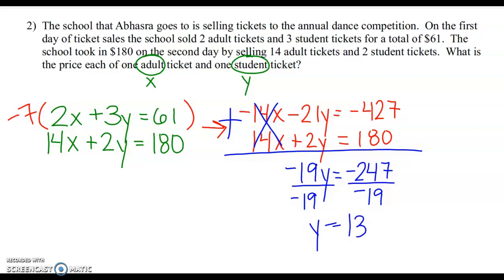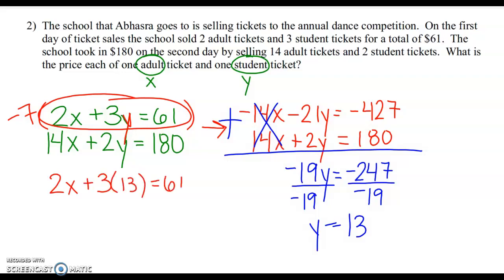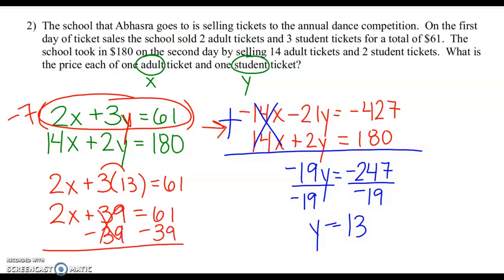Now that I know that y is 13, I can substitute it back in. I'm going to go with the top, substitute in for y. So I have 2x plus 3 times 13 equals 61. So 2x plus 39 equals 61. To get rid of a plus 39, we would subtract 39. So I'm at 2x equals 22. And 22 divided by 2 gives me 11.